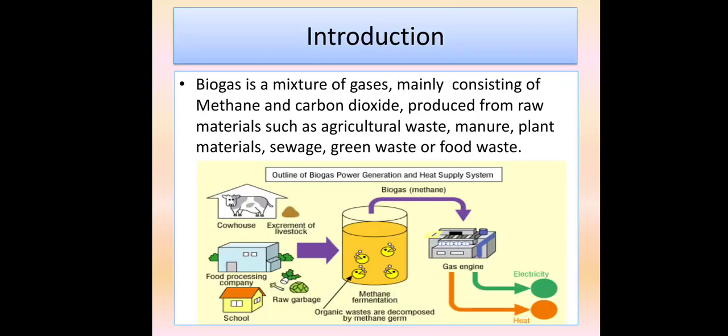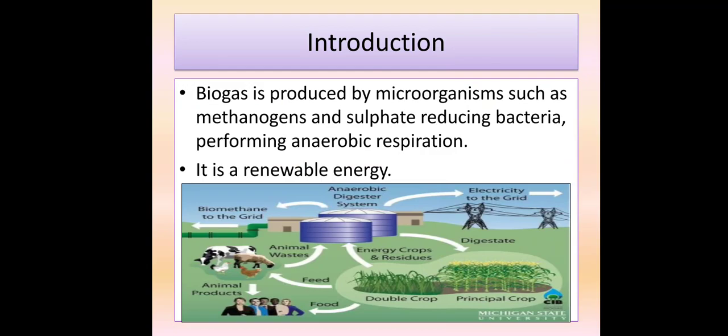Introduction. Biogas is a mixture of gases mainly consisting of methane and carbon dioxide produced from raw material such as agricultural waste, manure, plant material, sewage, green waste or food waste. Biogas is produced by microorganisms such as methanogens and sulfate reducing bacteria performing anaerobic respiration. It is a renewable energy.